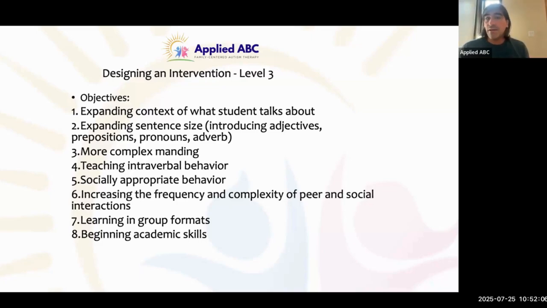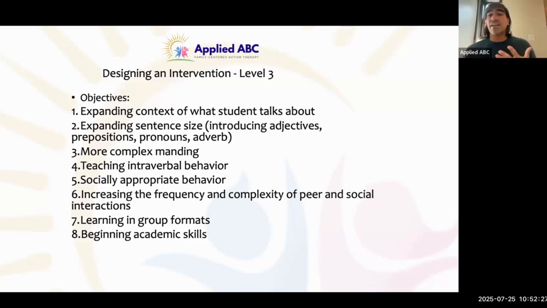So that's a year and a half to 2.5 years old. And then level three is 30 to 48 months. That's 2.5 to 4. Expanding context of what a student talks about. We're talking about really building language, using more complex language, more, we haven't used this word yet, but intraverbal language. That's another one of the domains on the VB-MAPP.